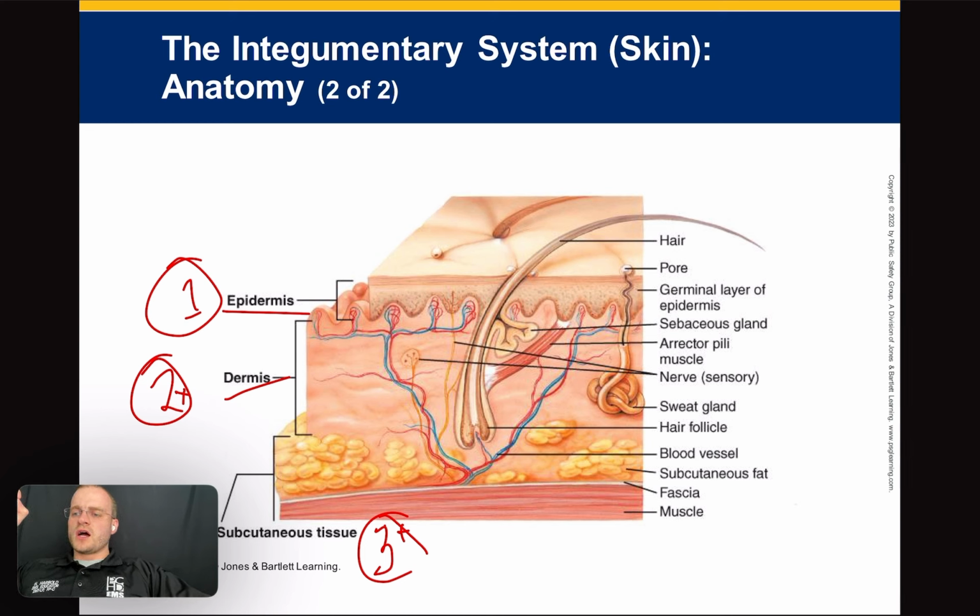Okay. This is a sweat gland. Okay. So this will release fluid, salt, up through the skin. It causes thermal regulation through evaporation, conduction. Okay. Or I'm sorry, convection.